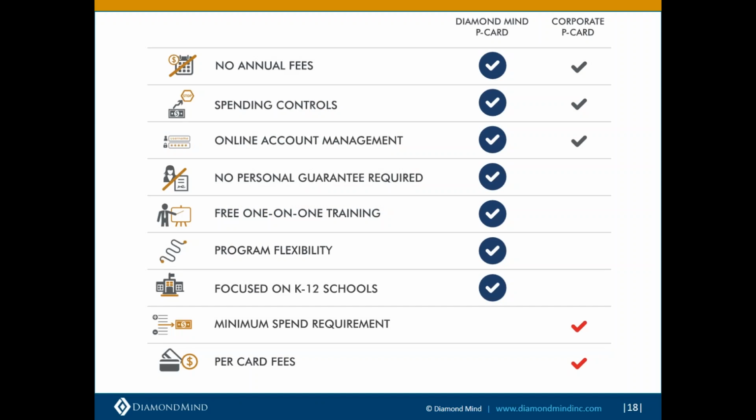So as we begin to wrap up, I'd like to take just a moment to do a quick comparison between our Diamond Mine purchase card program and most other corporate credit card programs. So our card program has no annual fees, no per card fees, no personal guarantee required, no minimum spend requirement, no minimum or maximum credit limit, and we're focused specifically on schools. We also don't have per card fees. So our goal really is to make a purchasing card program as easy and accessible to you as we can make it.